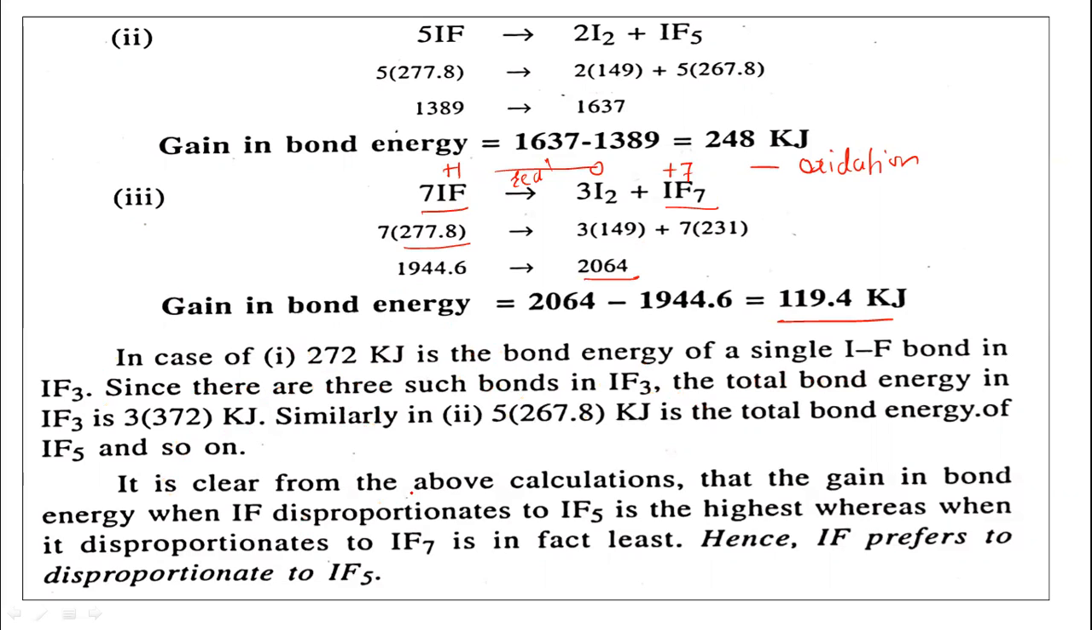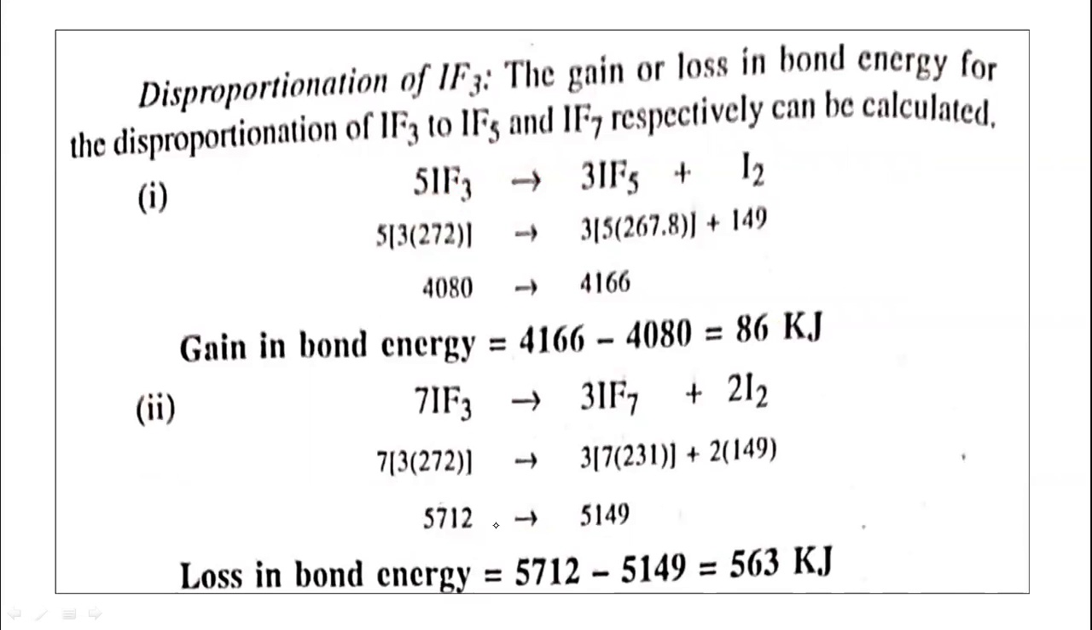Okay, so it is clear from the above calculations that the gain in bond energy when IF disproportionates to IF5 is the highest here, 248 is the highest as compared to others, whereas when it disproportionates to IF7 it is less, and disproportionation to IF3 it is also less. So that is the observation here.